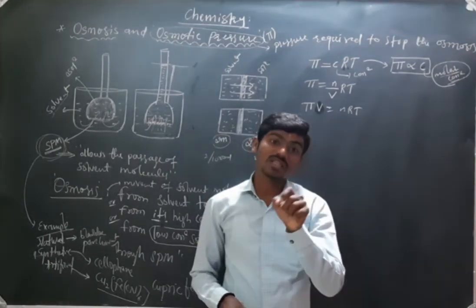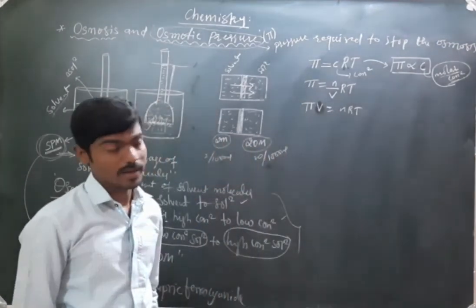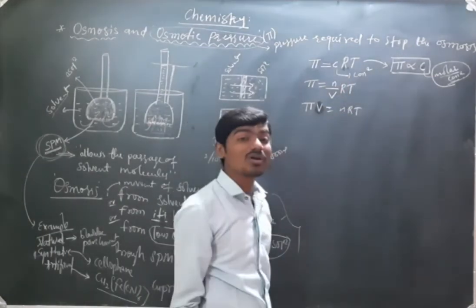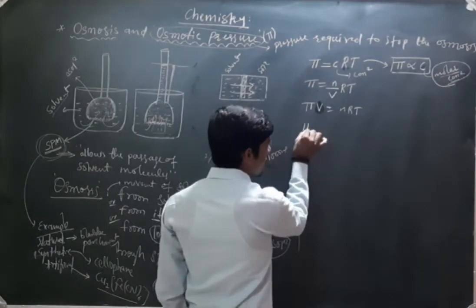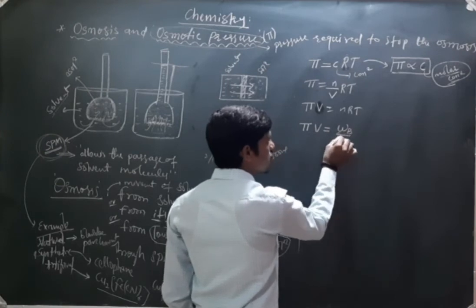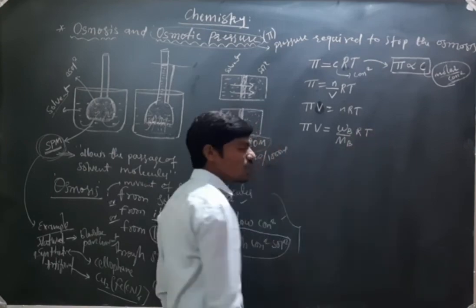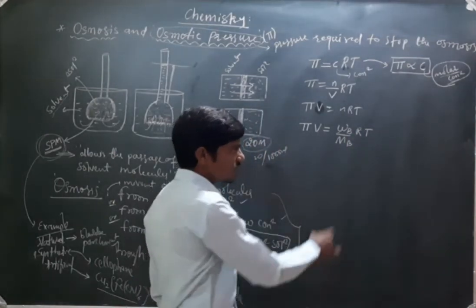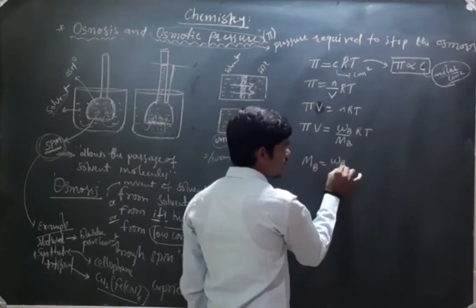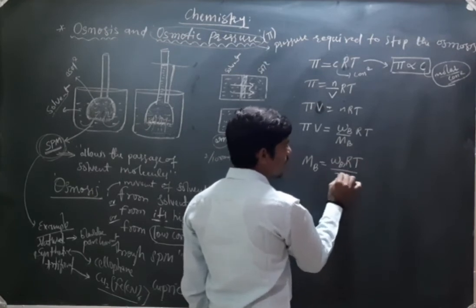Now, how to determine the molar mass? Let us see here. Molar mass can be determined by this equation, where n is the number of moles of solute. Very simple equation. Pi V equals, in place of n, we write given mass by molar mass, into R T. I want to find the molar mass of solute. Therefore, molar mass of solute equals W_B R T divided by pi V.